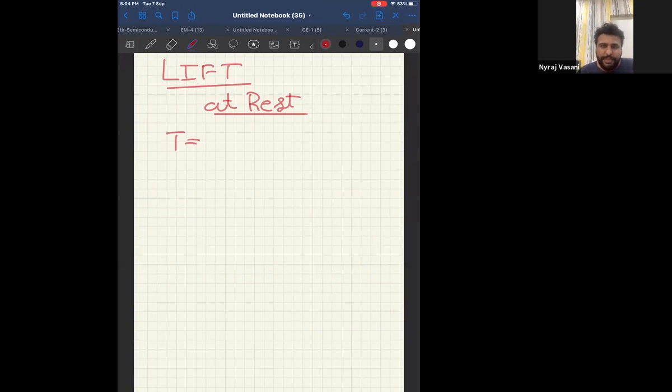Can I say the time period will be the same? So tell me, what is the time period of a simple pendulum in a lift when the lift is at rest? Can I say it will be 2 pi under root L by G itself? Because the lift is not moving up, not moving down, it is at rest. Clear? Okay, make a note: lift, special case of simple pendulum.